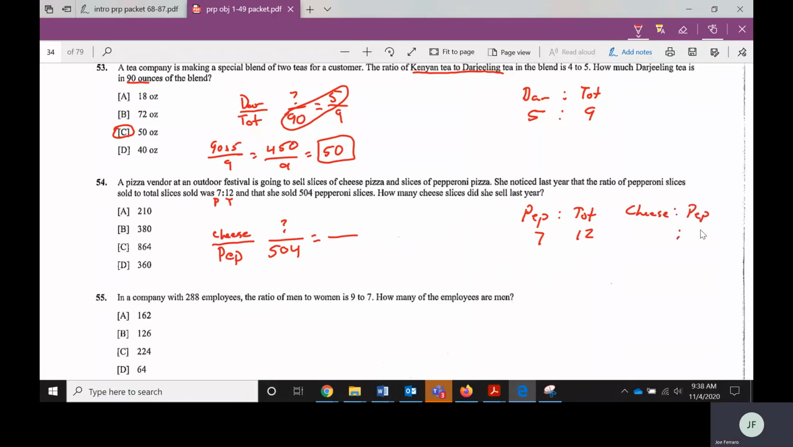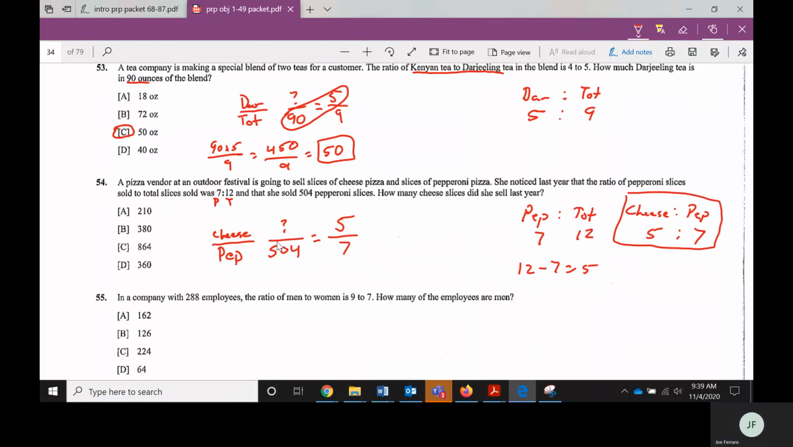So we can keep the 7 here for pepperoni. Well, if there's 7 pepperoni and 12 total, if we take out the 7 pepperoni, that leaves 5 to be cheese. And so that's what we need to know. Okay, so that's our known pair. Now, again, they didn't tell us those numbers, but with what they told us, we can figure it out. So there's 5 cheese when there's 7 pepperoni.